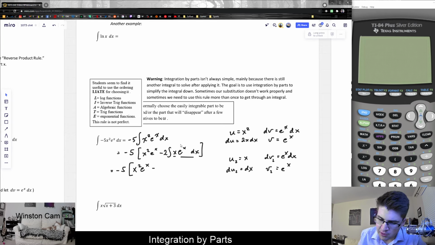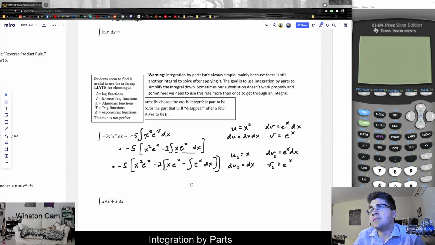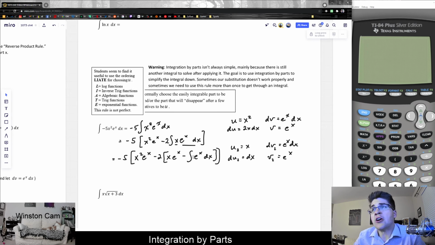And then I have -2 multiplied by, well, again, I would need to do uv minus integral v du. I'm just going to do it with my second iteration here. So I would have u2 v2, so again, uv minus integral v du2, and now du2 is just dx. So applying this once again, I would have all this. And now I'm down to the point where I can just straight integrate e to the x, which is just e to the x.